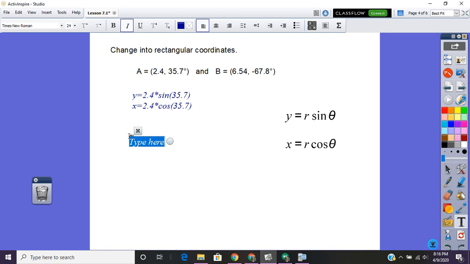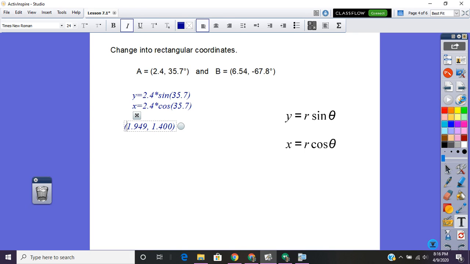So if I do the cosine one first, I get 1.949, comma, and then I'll use sine second because that's my y, 1.400, and that's rounded to 3 decimal spots. So there's that conversion. It is literally the easier of the two things. You just multiply and do that.